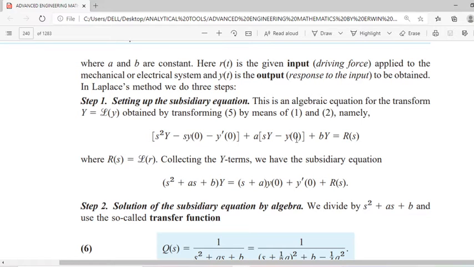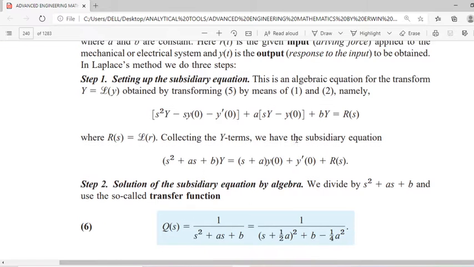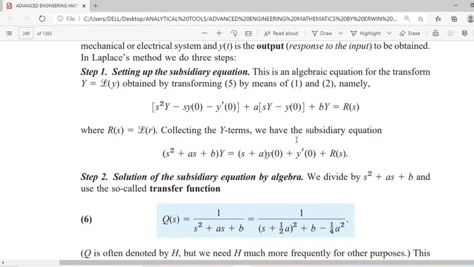Okay, so we can pull it together. We take the similar terms as a group, that is s square plus a s plus b into Y. Then we move the other terms to the right side. So we will get s plus a into y of 0 plus y dash of 0, plus R of s. This is a usual mathematical operation. There is nothing new with this. Only basic algebraic operations are done.